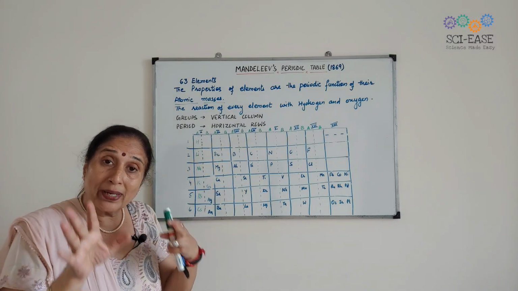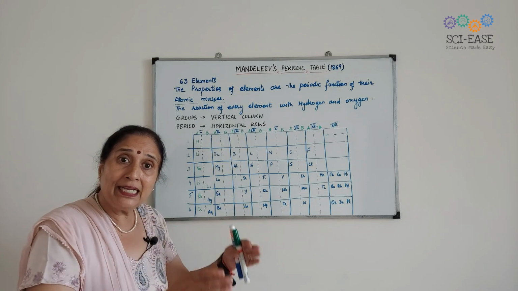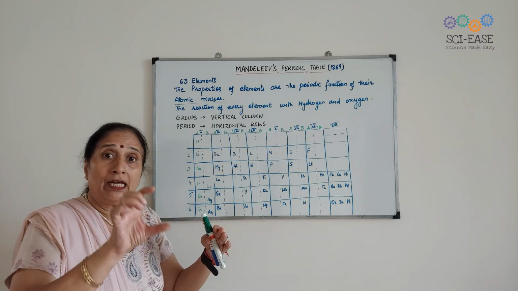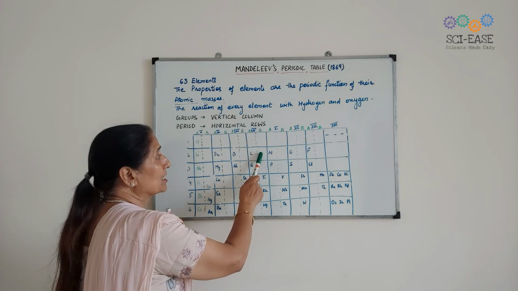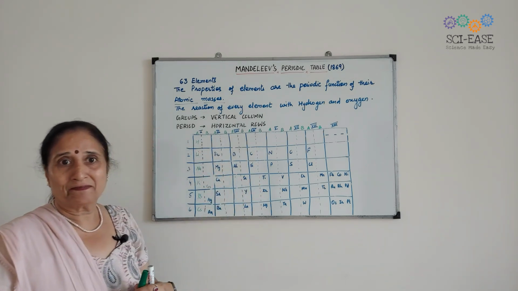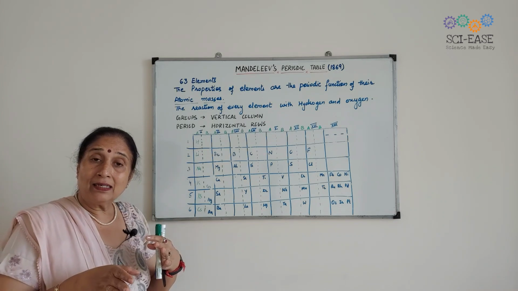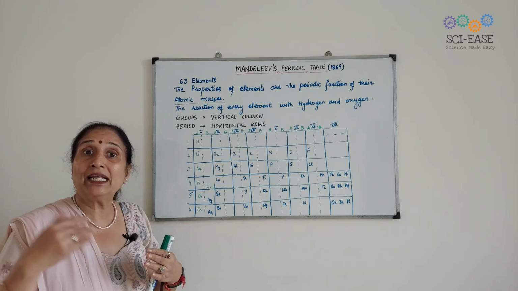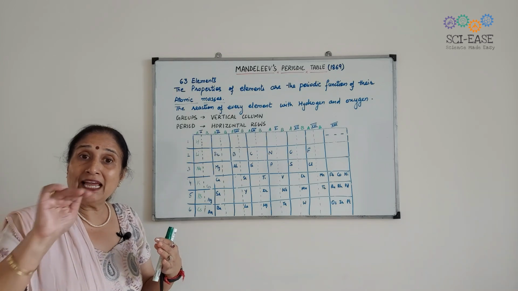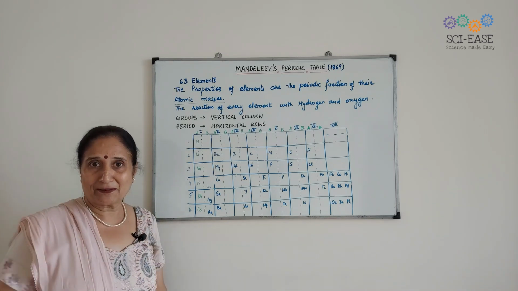One thing which is very important in Mendeleev's periodic table is that he left some gaps. What do we mean by that? Some new elements would be discovered in the near future and they would take their place in those gaps.